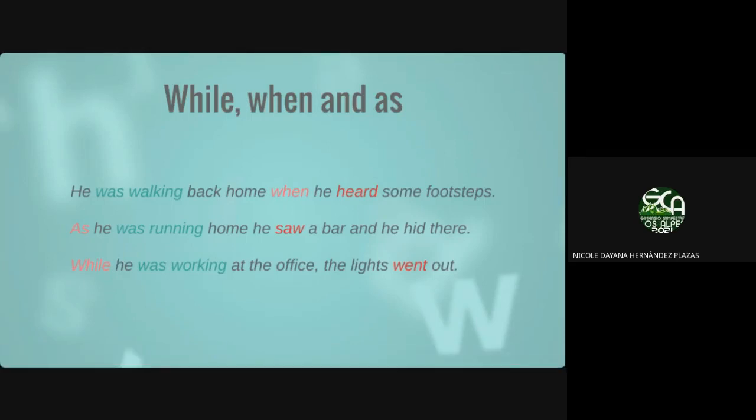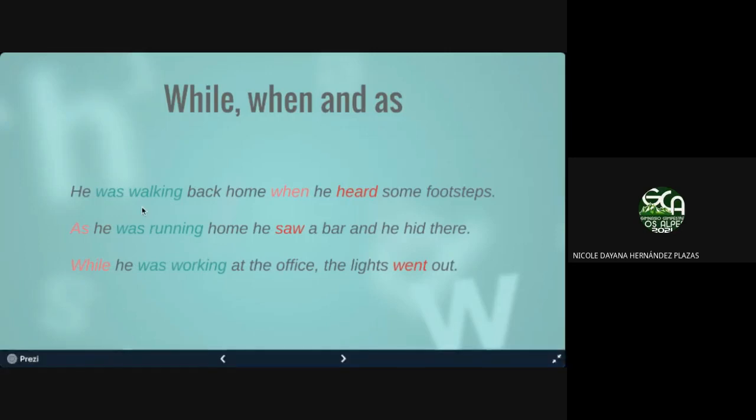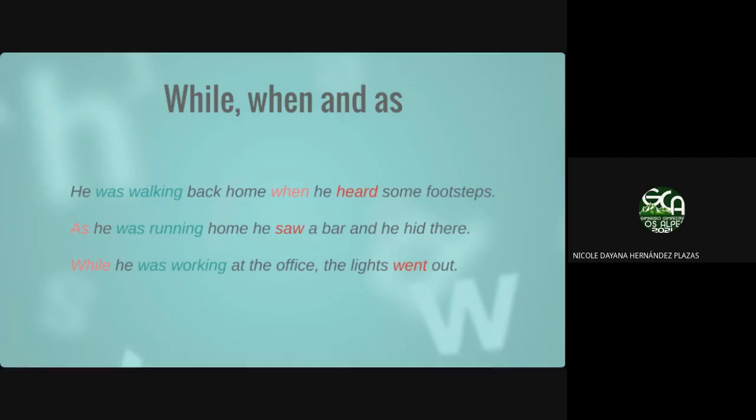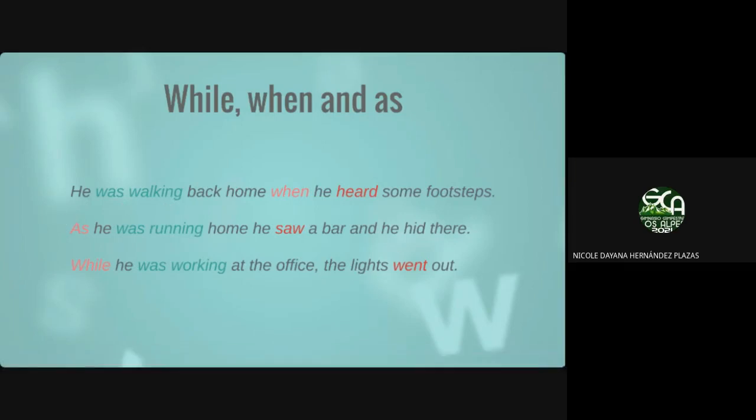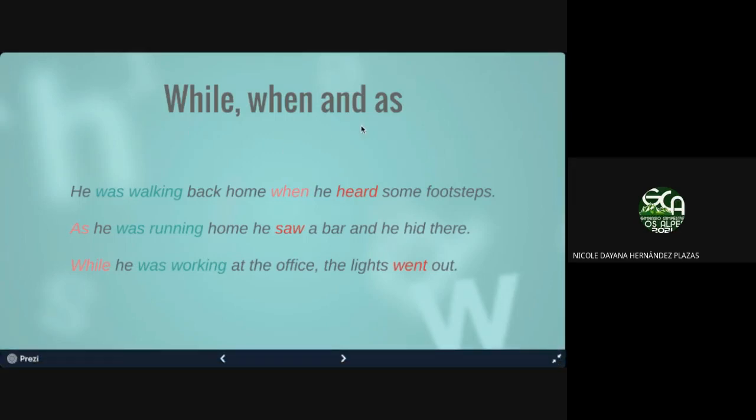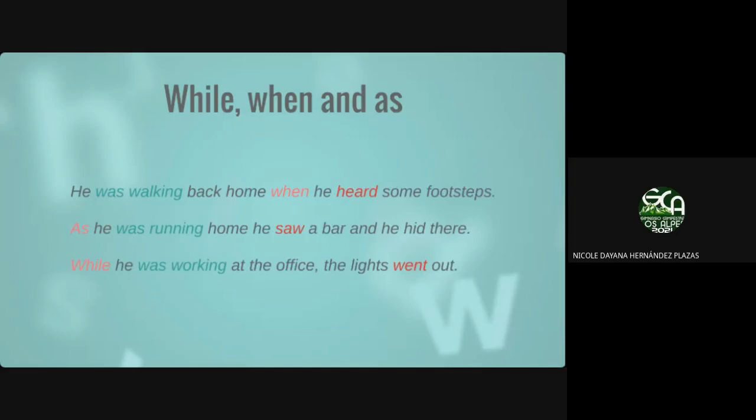Puedes decir, the lights went out while he was working at the office, or while he was working at the office, the lights went out. Por ejemplo, esta. He heard some footsteps while he was walking back home. It can be a possibility too. Entonces, si ven, el orden no importa. No importa si va primero el continuo y luego el simple, o primero el simple y luego el continuo, no pasa nada. Lo importante es que tenga coherencia y que tú puedas ver qué acción interrumpió y qué acción es interrumpida y que puedas usar bien while, when, and as. Okay, when for the ones who interrupt, while, and as for the ones who are interrupted.